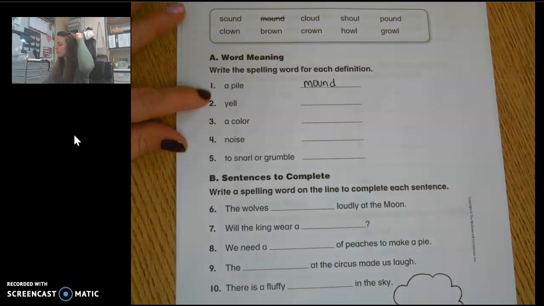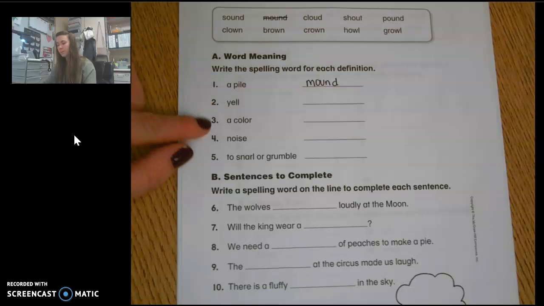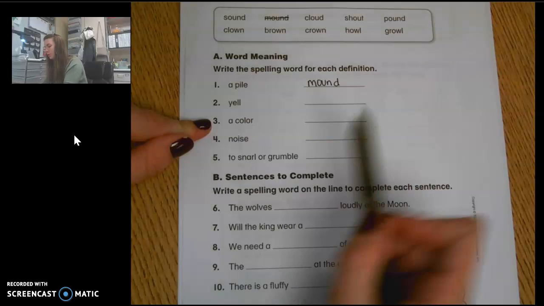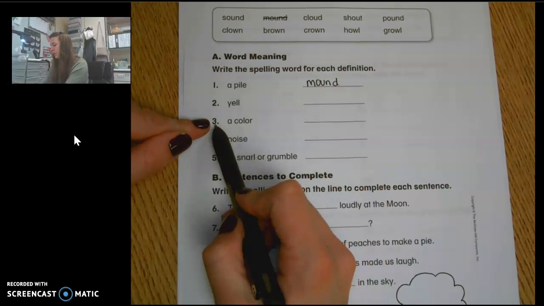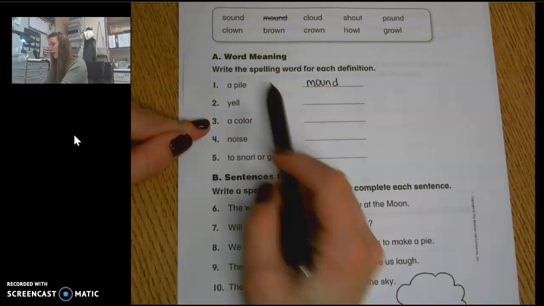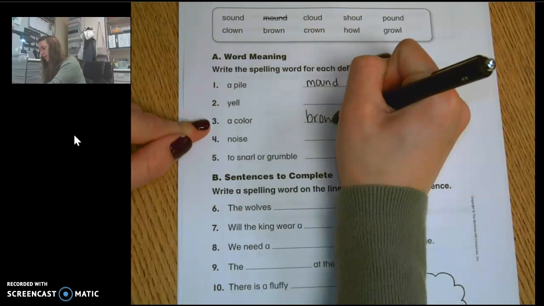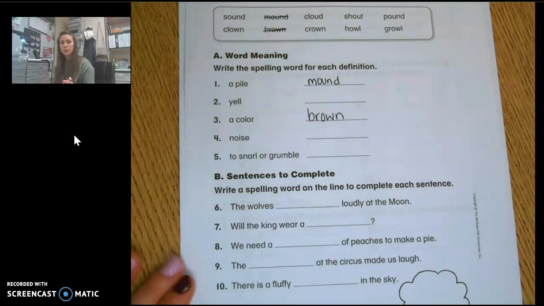And then if I come to number 2 and I think yell, maybe I don't know what word means to yell. Maybe I can't think of it and I just cannot figure it out. What I'm going to do is skip that one and come back to it, because once I've crossed out a lot of these words, when I come back to this one, I will not have very many words left to choose from. It'll be easier for me to figure it out. So maybe I'll skip to number 3, color. I know that brown is the only word here that is a color, so I will go with that one. Remember, we cross it out when we're done.